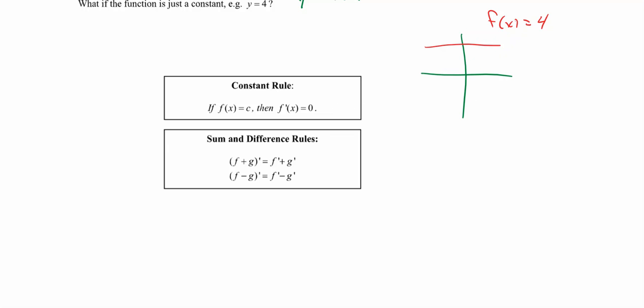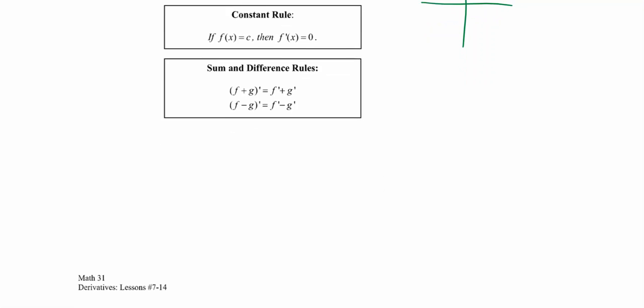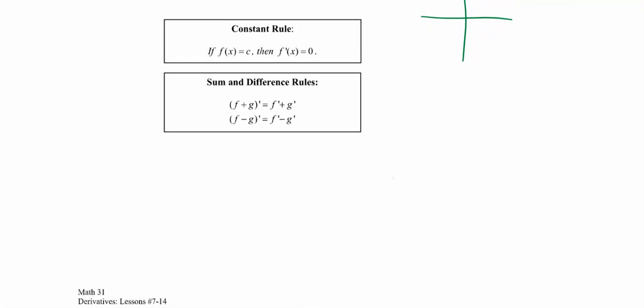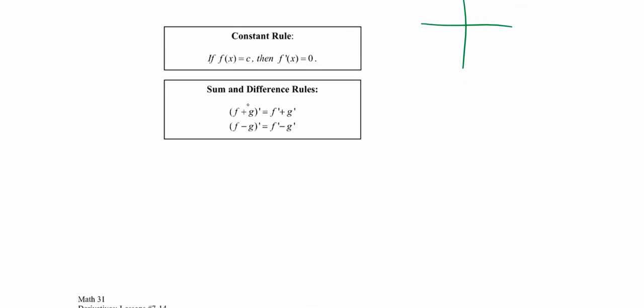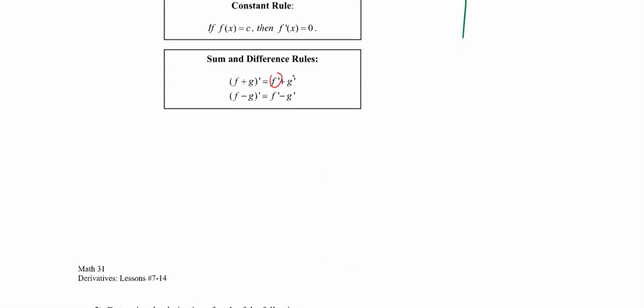So that one always makes sense to me. Now, the sum and difference rules. Sorry, I got ahead of myself. These ones don't take much effort at all either. The sum and difference rules just mean that if we're taking the derivative of f plus g, prime, the derivative of two functions together, we can just take the derivative of the individual pieces, the individual terms. Okay, so not much going on there.